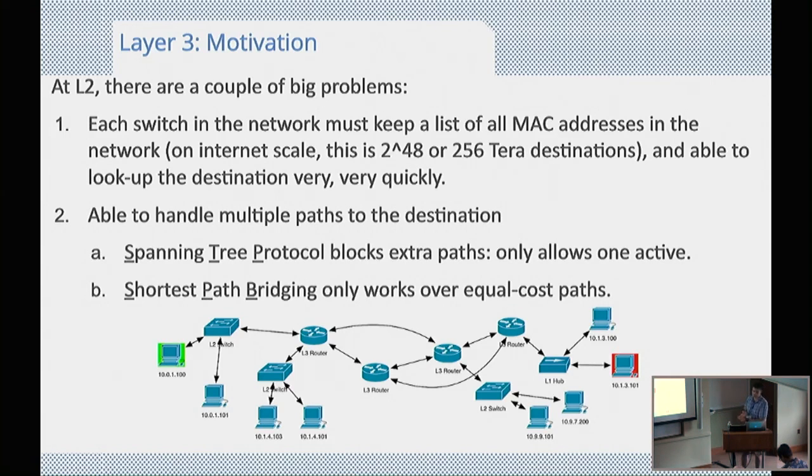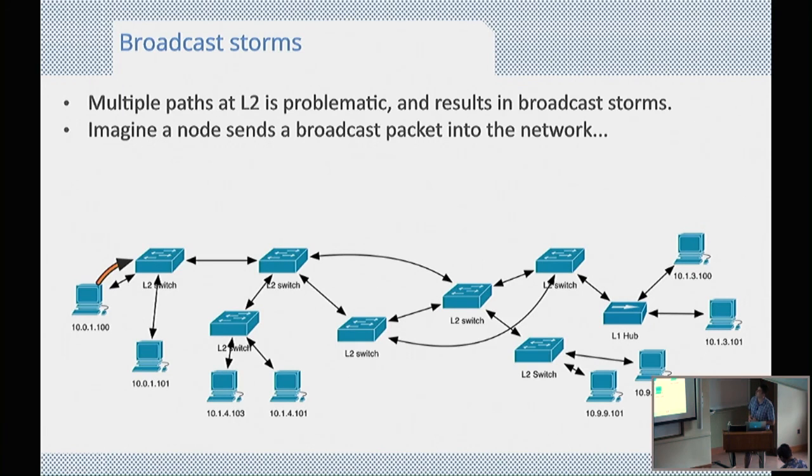And there are two protocols that do this. Spanning tree is the old traditional one, and this actually blocks all the extra paths. It picks one, and all traffic always goes down the same path. The fancier one is shortest path bridging, where it supports multiple paths, and it will try and balance the traffic across the multiple paths. Unfortunately, very few vendors actually support this, so practically it's useless.